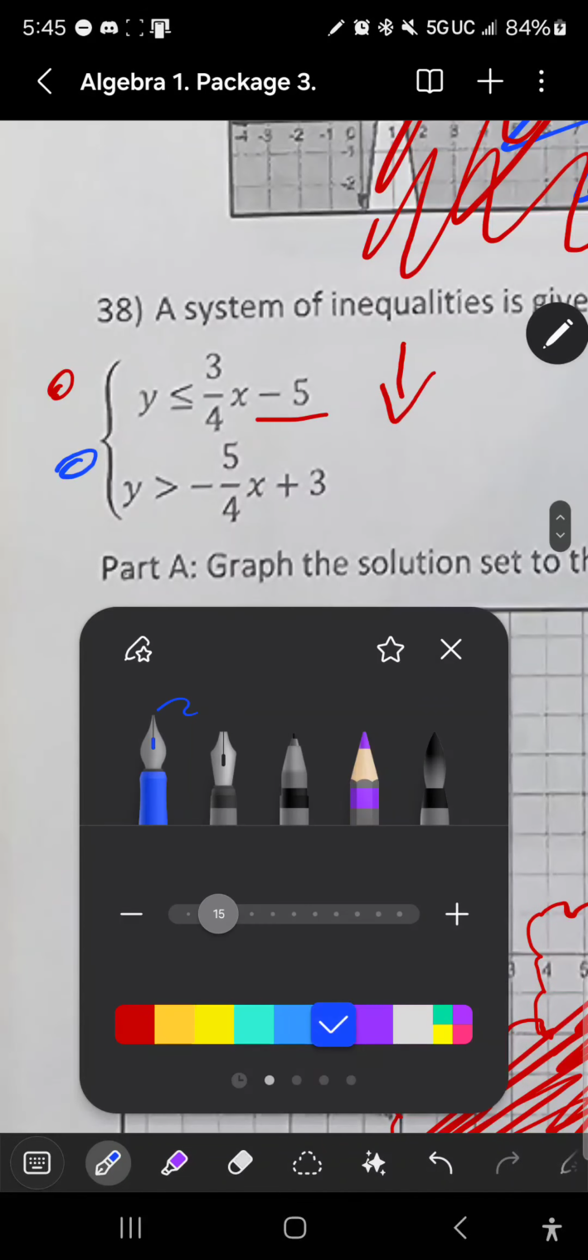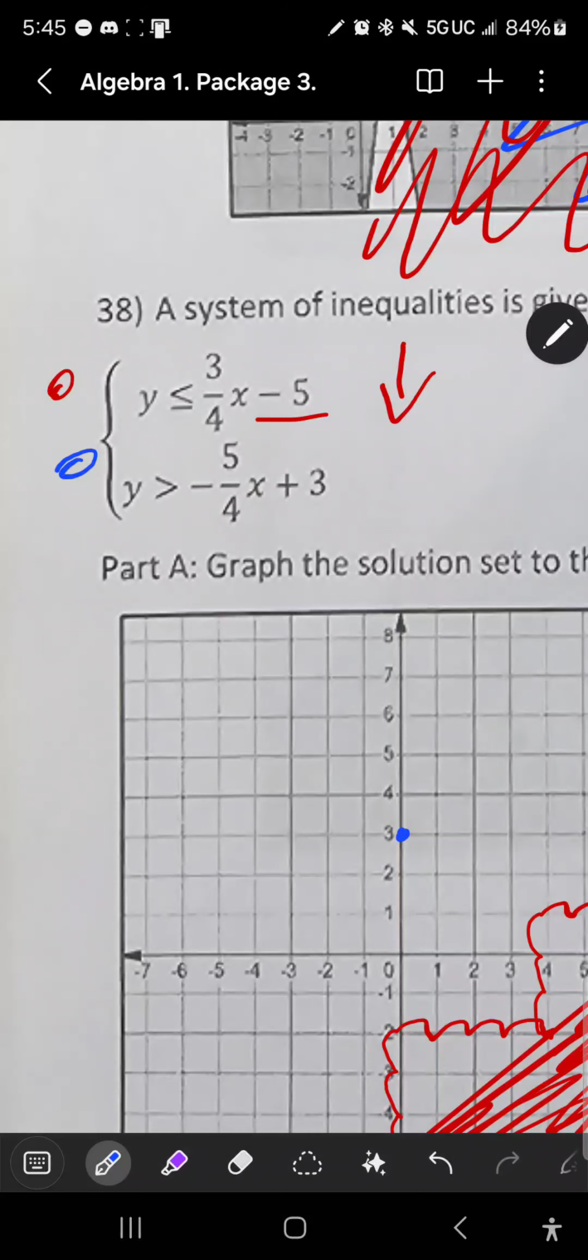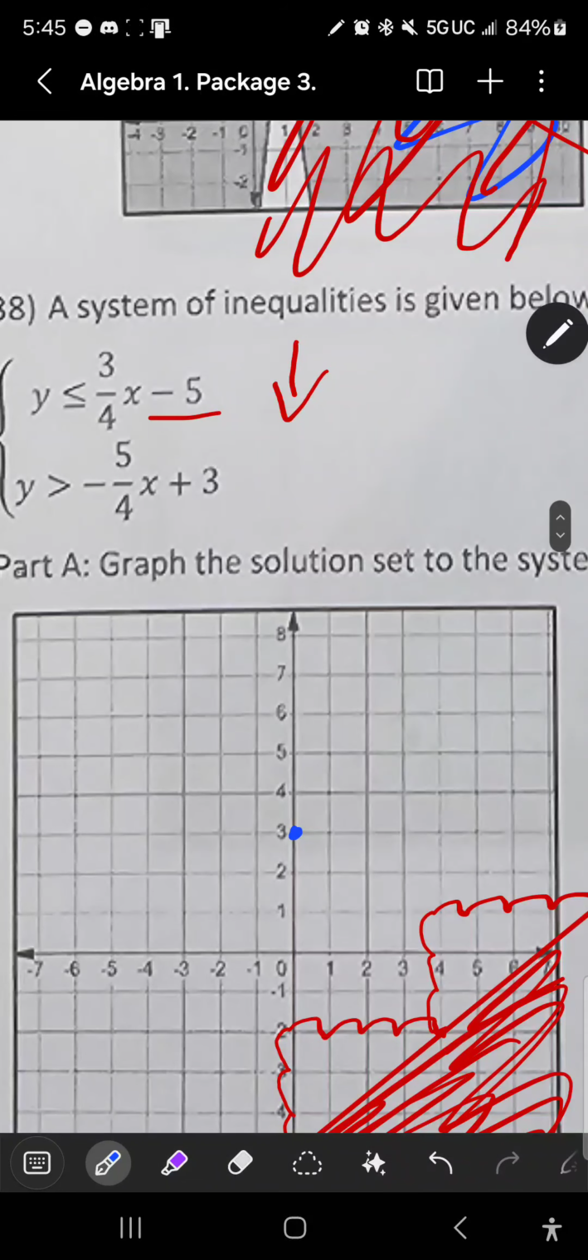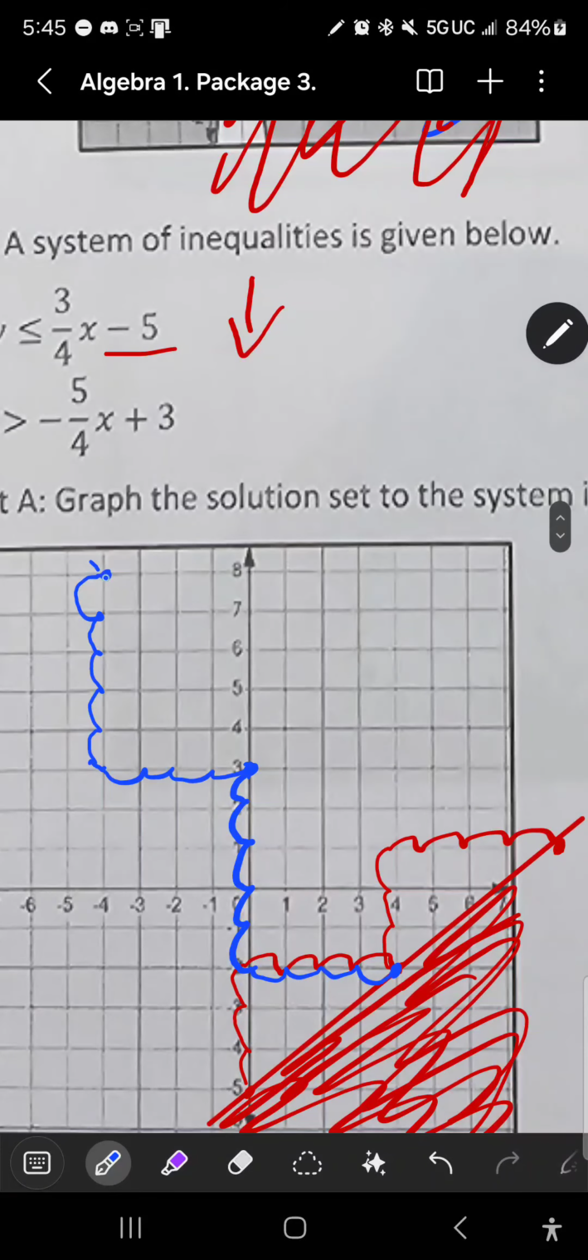Now for the next one, the y-intercept is positive 3, then we go over here, and the slope is negative 5 over 4. So 1, 2, 3, 4, 5, 1, 2, 3, 4, right here, and then 1, 2, 3, 4, 1, 2, 3, 4, 5. So this is our new graph. Now we see that it doesn't have an equal sign, so we cannot draw a continuous line, only dots. So it will be something like this.